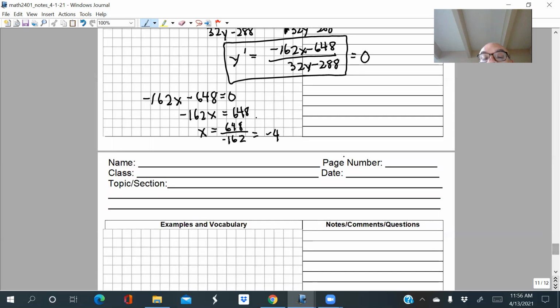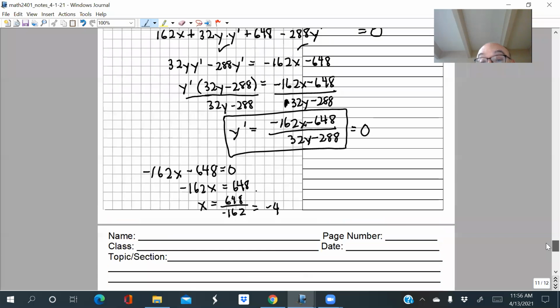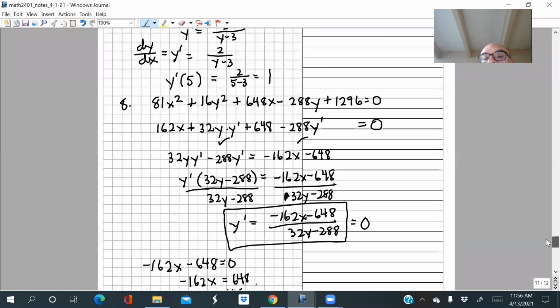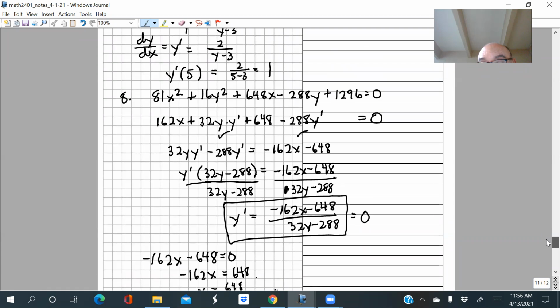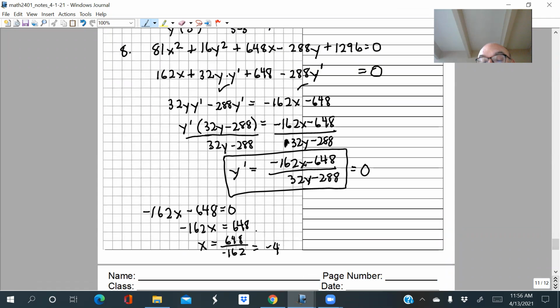But it's just minus 4. So you know that when x is minus 4, that is where you're going to have horizontal tangents. Now, you want to know the actual points where the tangents are horizontal. So you know the x coordinate is minus 4. The points on the curve where x is minus 4 are where you're going to have a horizontal tangent. But the y coordinate is what you need to know. So what you have to do is take the minus 4 and plug it back into the original equation for x.